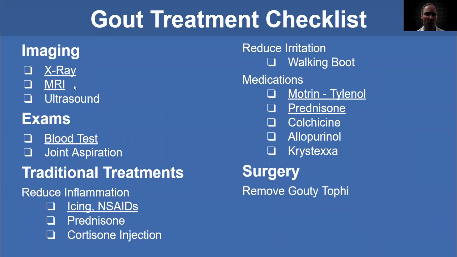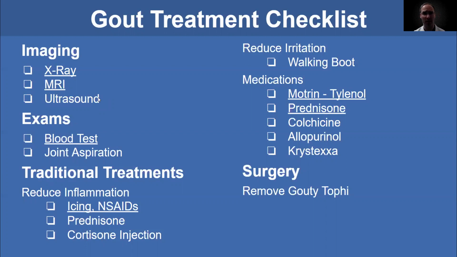I don't usually get MRIs that often, but sometimes an MRI can be helpful. An ultrasound can be helpful as well. If you're not seeing what's going on, a blood test is key. You're going to look for uric acid. A lot of times, though, it's going to be trending down by the time you see it, so they might still have gout, and the uric acid may be normal. I don't do too many joint aspirations.